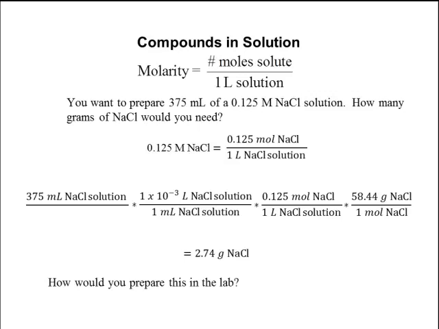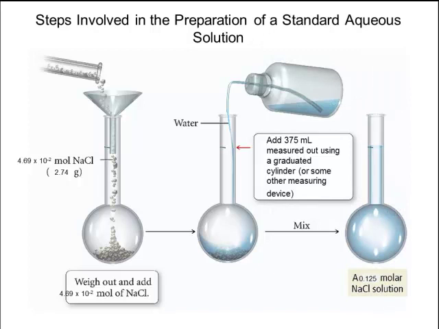So how would you prepare this in the lab? Well, this is a little bit trickier because there's not going to be a volumetric flask that has 375 milliliters. But it's going to be the same basic idea. We start by massing out the amount of solid we need, putting it in some container. Then we'd add 375 milliliters, measured out using like a graduated cylinder, and then we'd mix it. Okay? It's just because it's 375 milliliters, we have no volumetric flask where we could fill it just exactly to 375 like we do with the volumetric flask. We'd have to add that volume measured out. Okay, so that's how we prepare solutions.